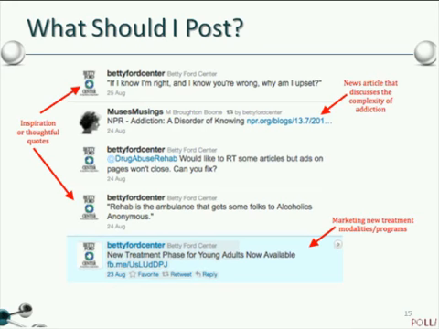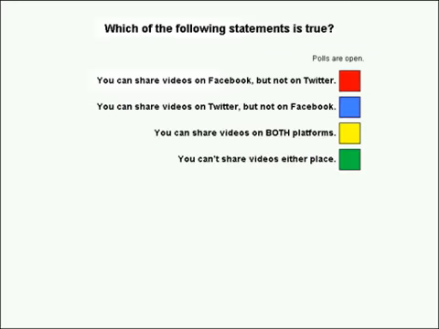And before we go forward, I want to do a quick poll. So you should see a question on your screen now that says, which of the following statements is true? And you're going to select your answer there. And the answer options are: you can share videos on Facebook but not on Twitter; you can share videos on Twitter but not on Facebook; you can share videos on both platforms; or you can't share videos either place.